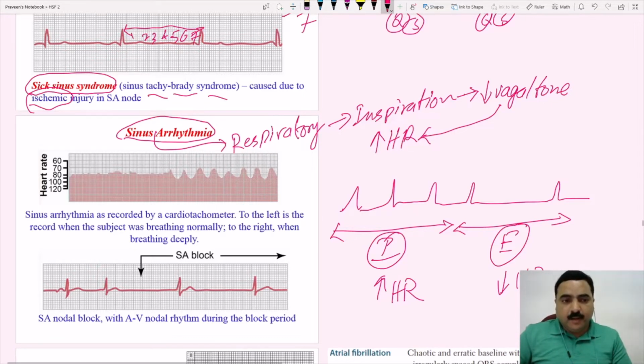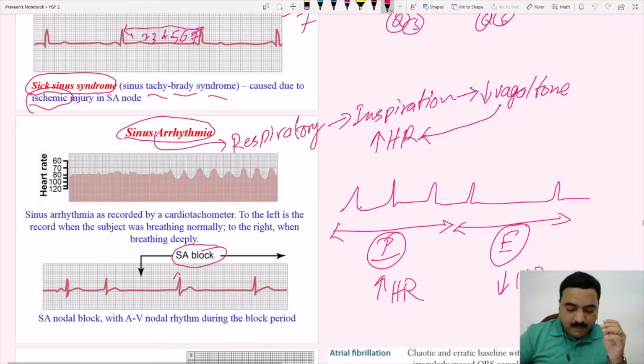Okay, so now another condition is when you have a block. Suddenly, if there is a block in the SA node, what happens? You will have a sudden drop of the P wave. That means the impulses are not being spread through the atrium, and then suddenly what will happen? It will be picked up by the AV node, and the AV node will start to fire.